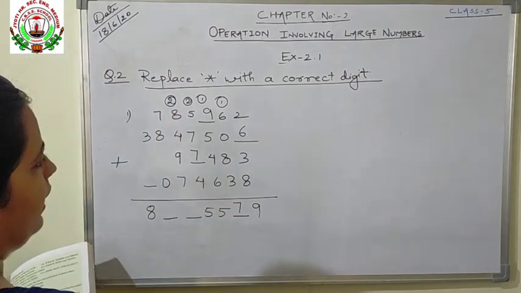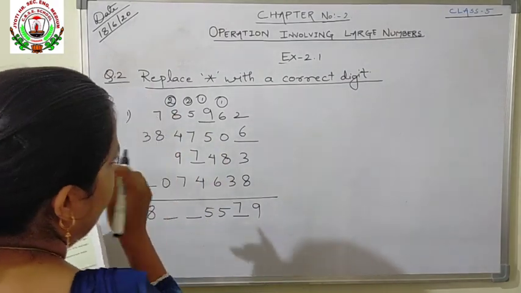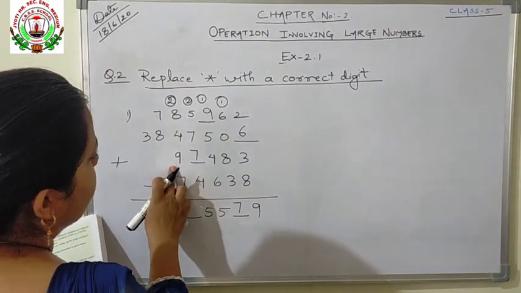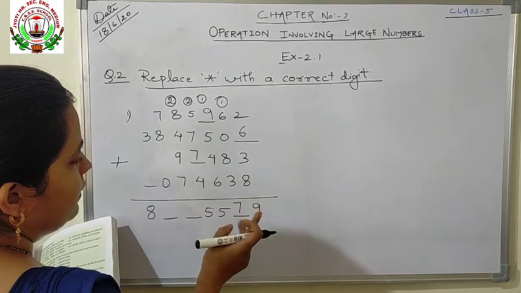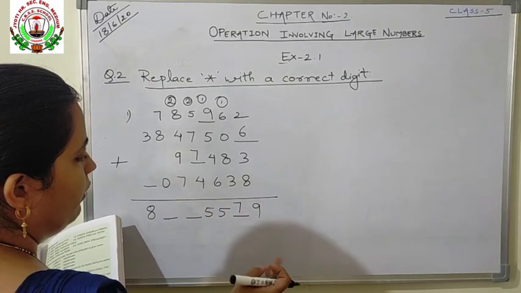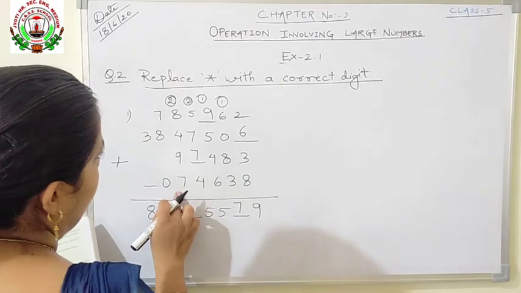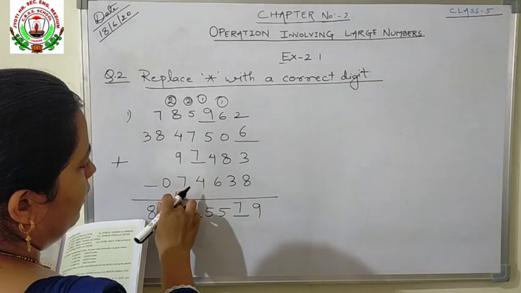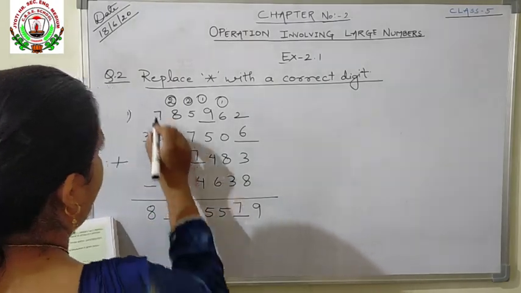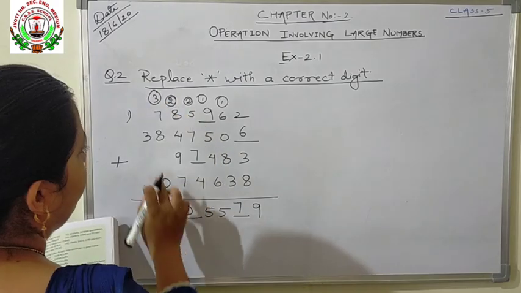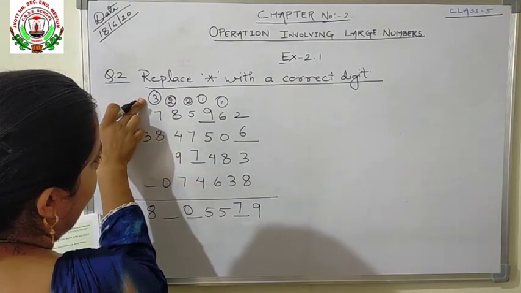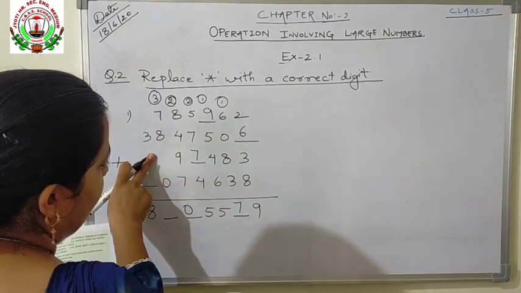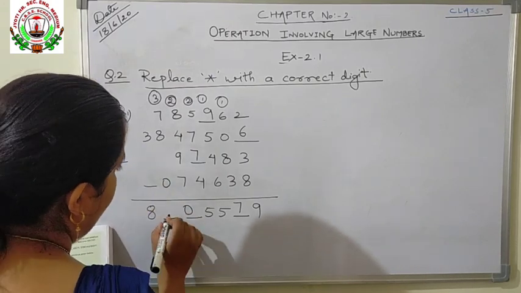8 plus 2 is 10. 10 plus 4 will be 14. 14 plus 9, 15, 16, 17, 18, 19, 20, 21, 22, 23. 23 plus 7 is 30. 0, carry here 3. So 7 plus 3 is 10. 10 plus 8 will be 18. 18 plus 0 is the same number.